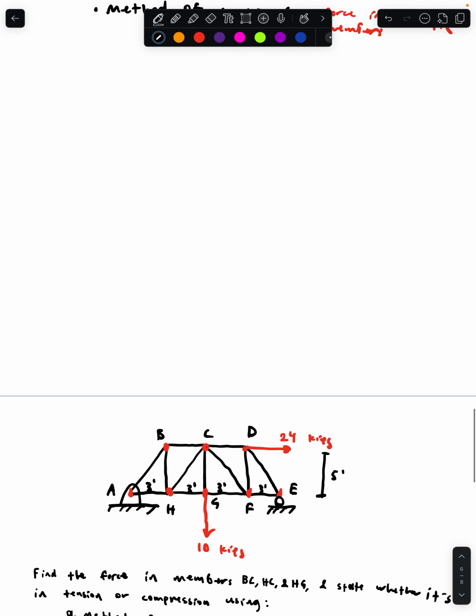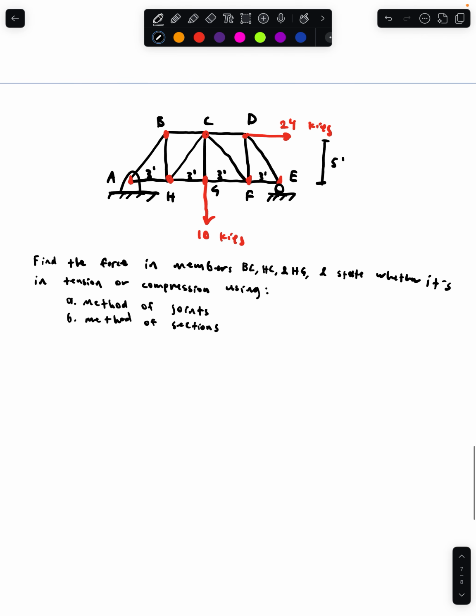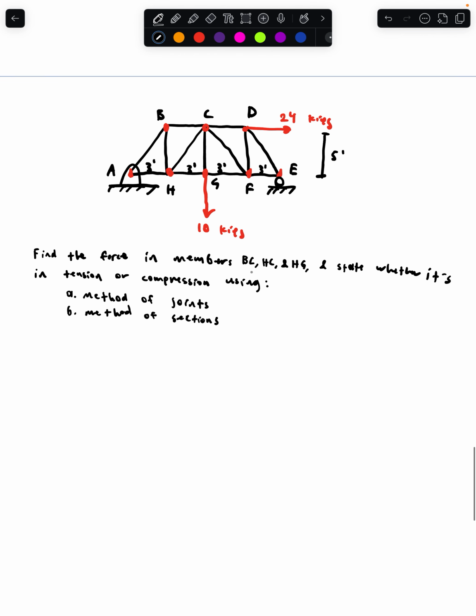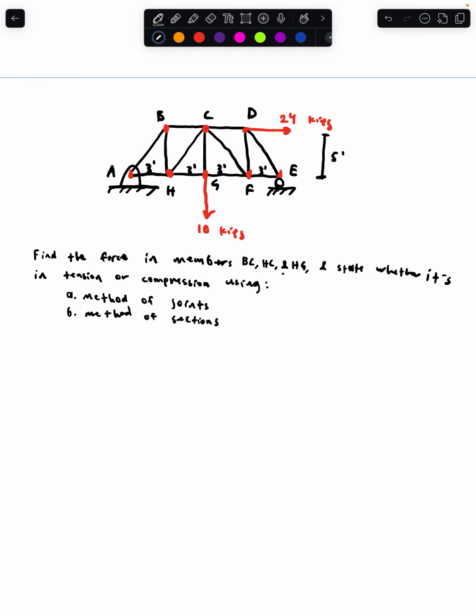Alright, I have an example problem here I wanted to run through. We're asked, find the force in members BC, HC, and HG, and state whether it's in tension or compression using first the method of joints and then the method of sections. Regardless of which method you use, your first step is going to be to find global equilibrium.